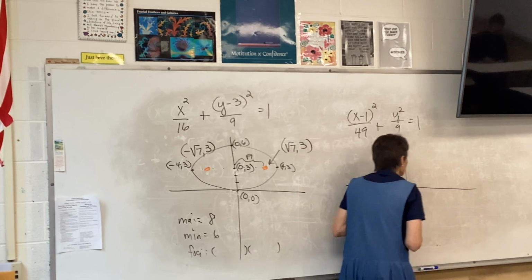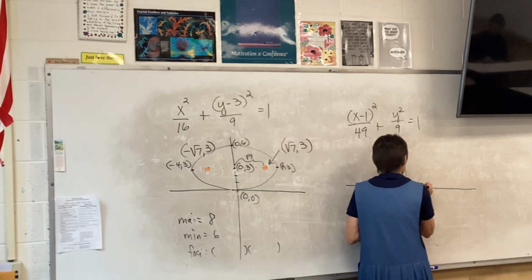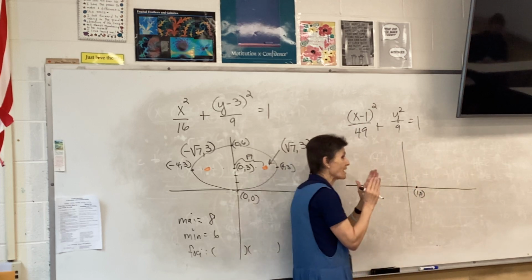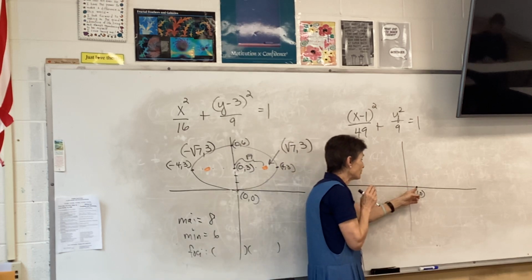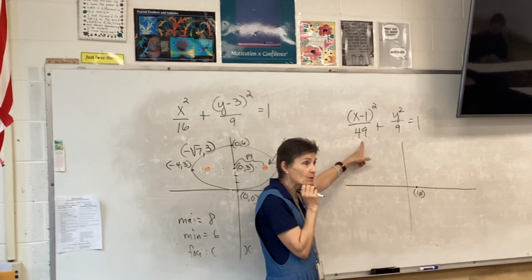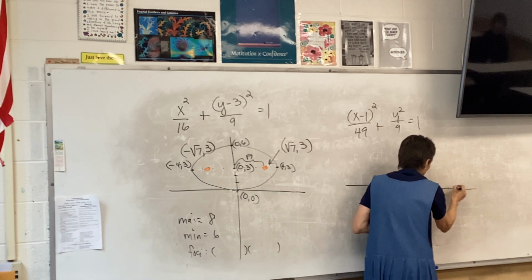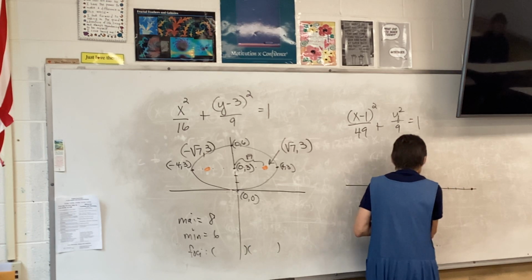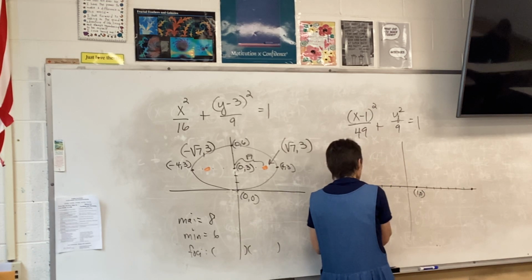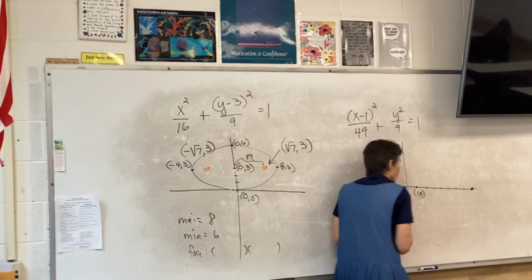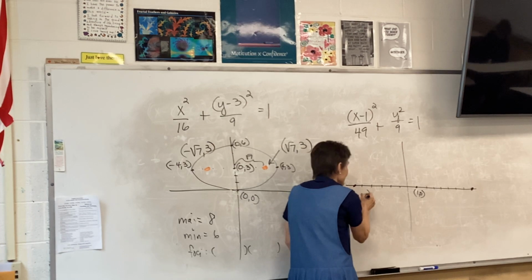Where's the center of this one? 1, 0. So everything starts at the center. You're going to start at the center, and you're going to count sideways how many? 7. So 1, 2, 3, 4, 5, 6, 7 on your graph paper. So what are those 2 points? If I count back and forth 7, those 2 points will be what? -6, 0?